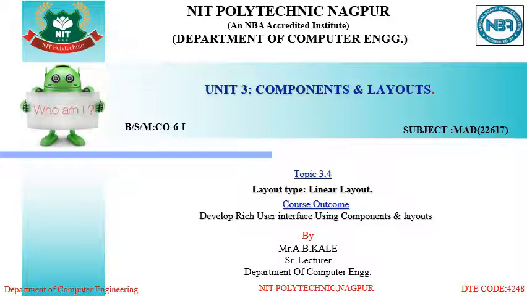We are in the third unit, that is components and layouts. Today our topic is to study the first type of layout, that is linear layout. Linear layout is one of the simplest layouts in our layout structure.